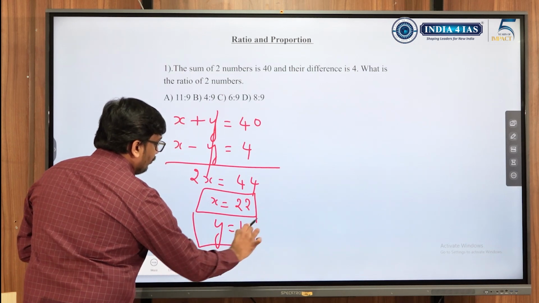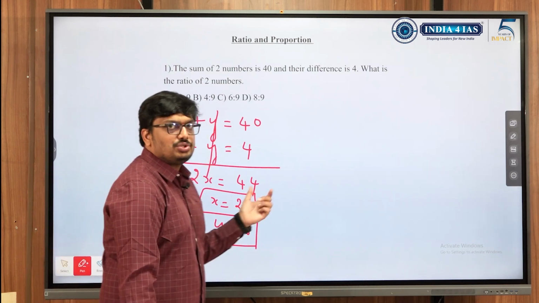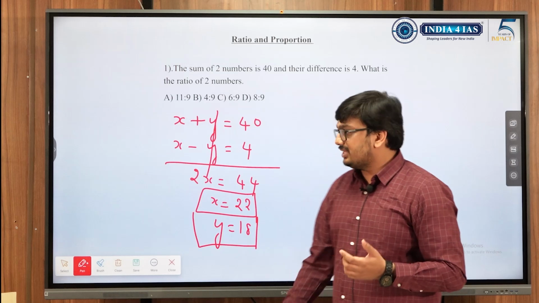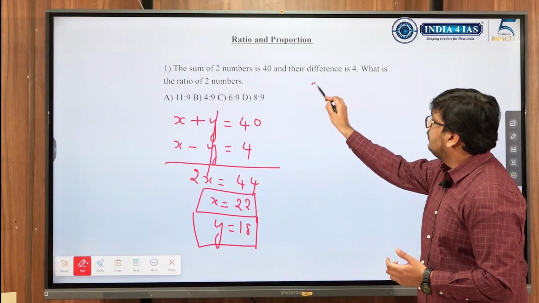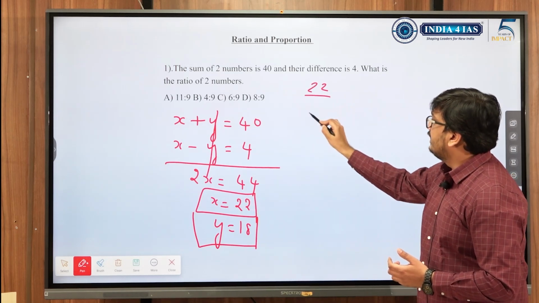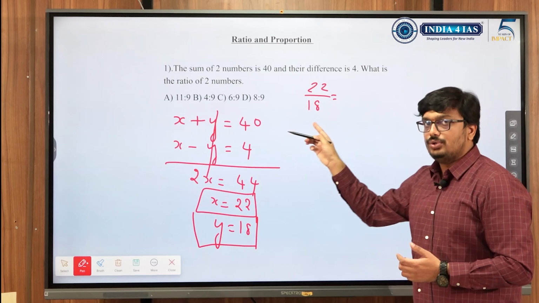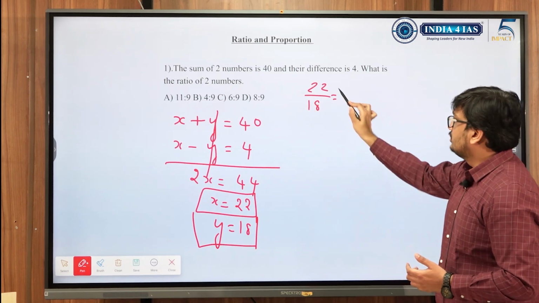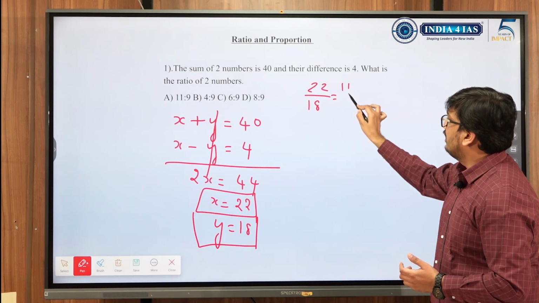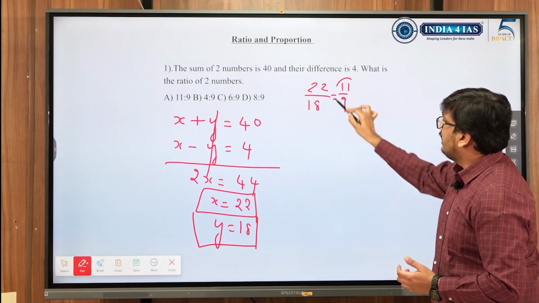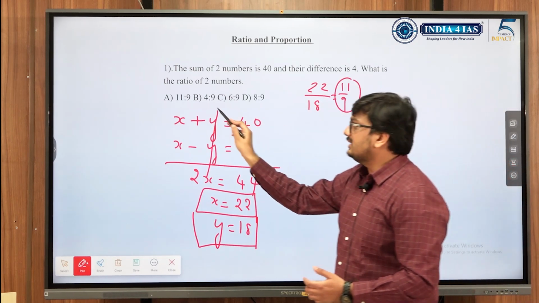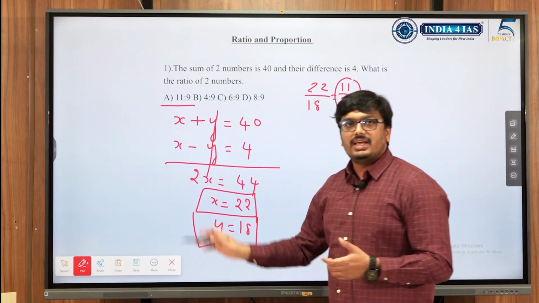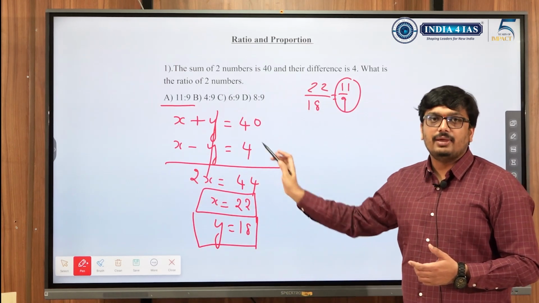They are asking to find the ratio of the two numbers. Ratio, you know, is nothing but division. So 22 by 18. You should always keep the ratio in simplified or reduced form. So the common factor is 2: 2 11s are 22, 2 9s are 18. So 11 by 9 can also be written as 11 is to 9. We know A is to B can also be written as A by B.